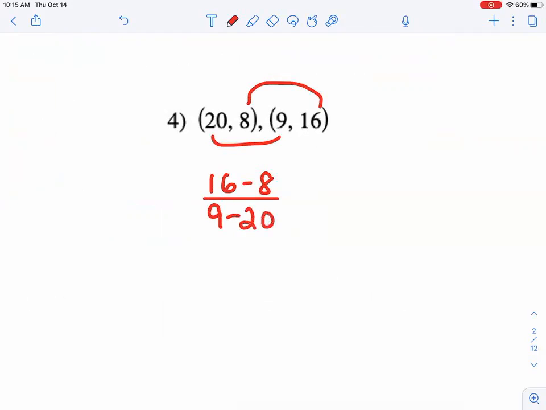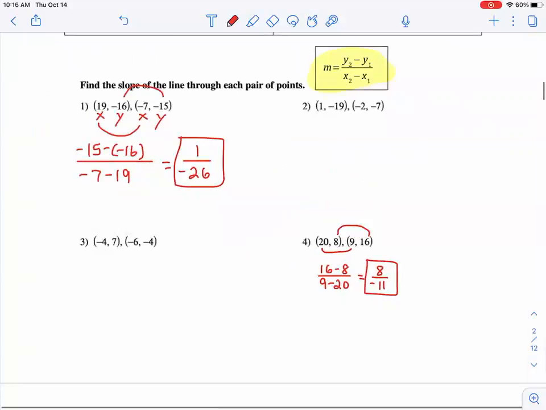Again, y is on top, x is on the bottom. So 16 minus 8 is 8, right? 9 minus 20 would be negative 11. And that doesn't reduce. So I have negative 8 over 11.